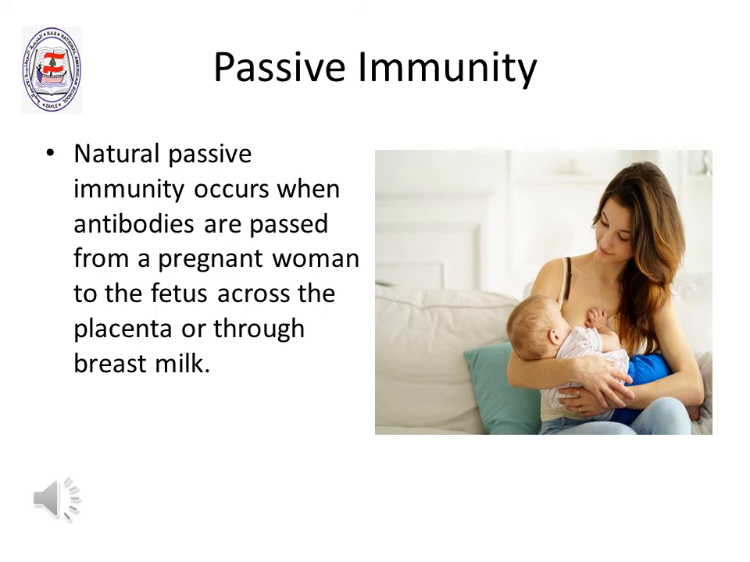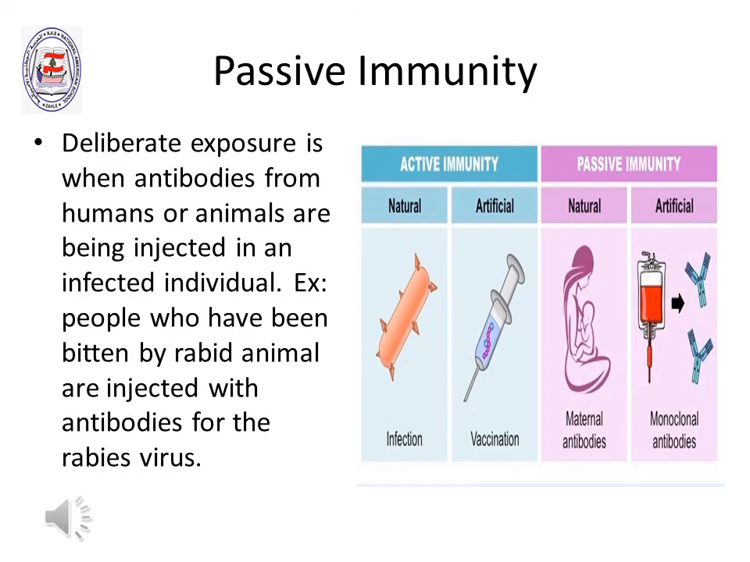Natural passive immunity occurs when antibodies are passed from a pregnant woman to the fetus across the placenta or through breast milk. Deliberate exposure is when antibodies from humans or animals are injected into an infected individual. For example, people who have been bitten by a rabid animal are injected with antibodies for the rabies virus in order for them to have an immediate response and to fight the infection.